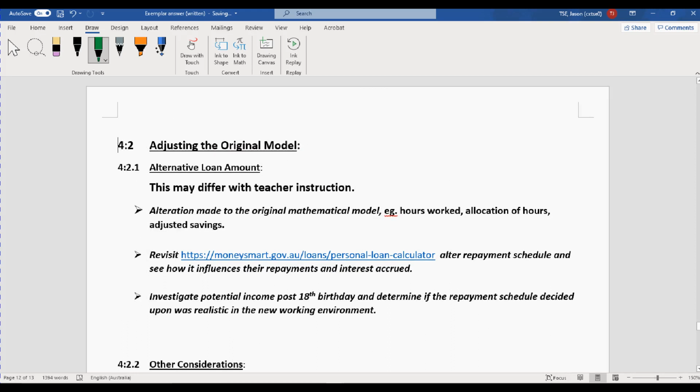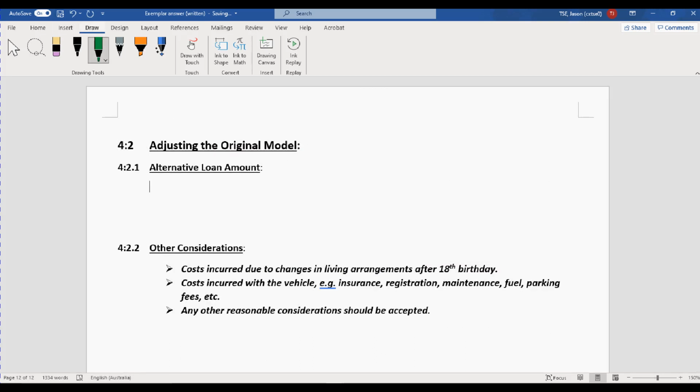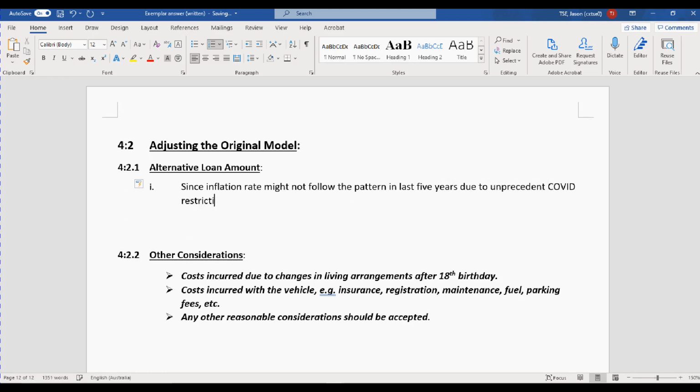All right, so let's go to this part. You might say something like, since inflation rate might not follow the pattern in the last 5 years due to COVID restrictions. Okay, you might use lockdowns, all right, but restrictions is more general because in Mackay we haven't experienced any lockdowns.